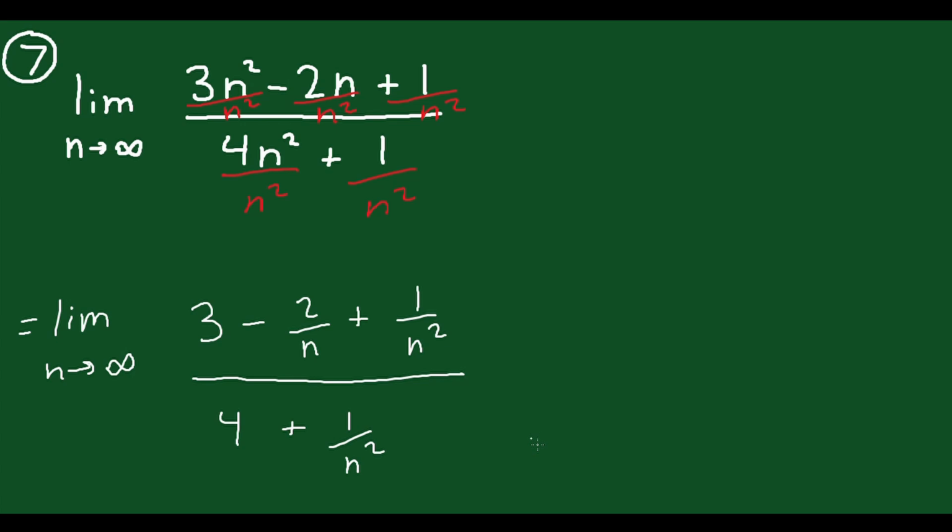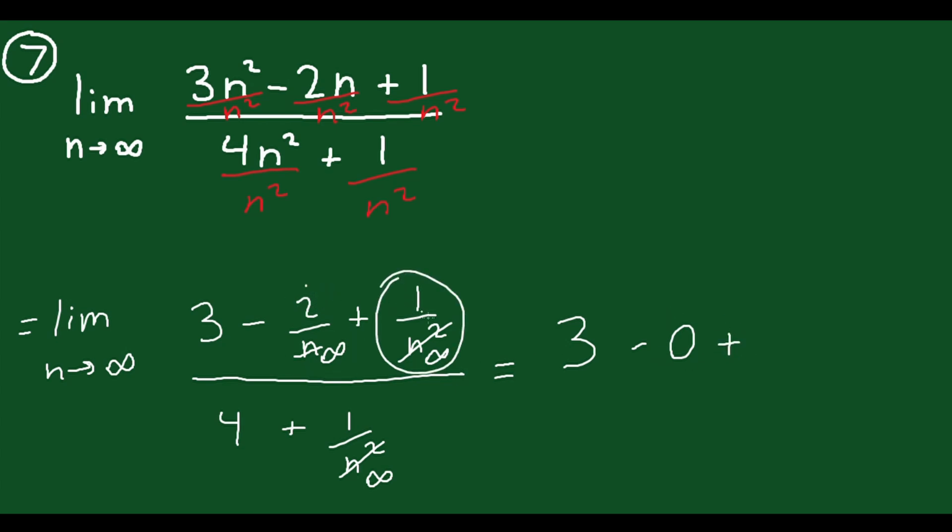Now at this point, let's think about what would happen if I plugged infinity in for n. So this becomes infinity, this becomes infinity squared, which is infinity. This also becomes infinity squared, which is infinity. If I do that, what happens? Well, I have 3 minus, what's 2 over infinity? Well, any number over infinity is approaching a value of 0. An infinitely small number relative to an infinitely big number is something that overall will approach a value of 0.